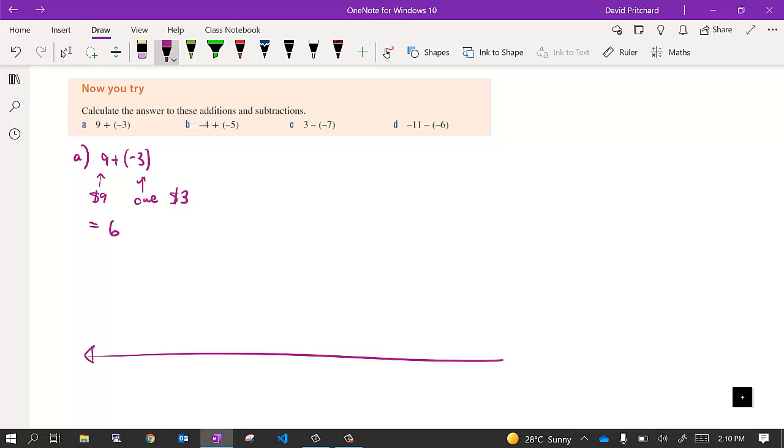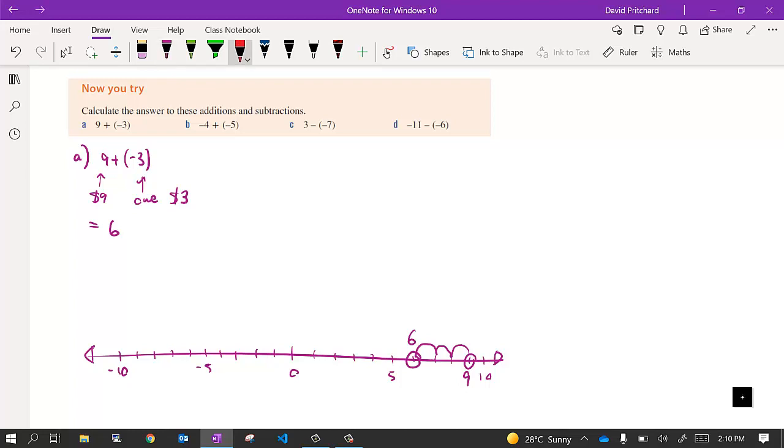On our beautiful number line, 0, 1, 2, 3, 4, 5, 6, 7, 8, 9, 10. Then we start at 9. So here's our 9, and we're going 1, 2, 3 backwards, and our answer is 6.